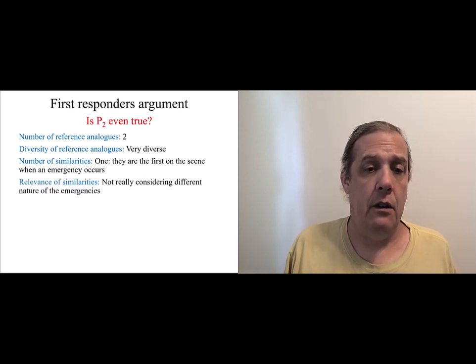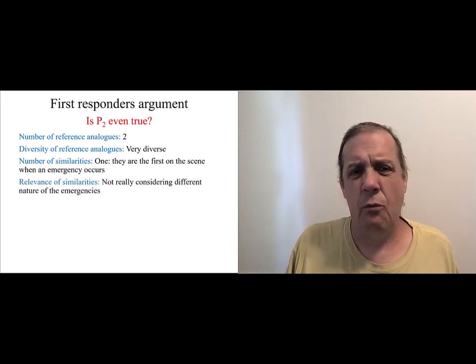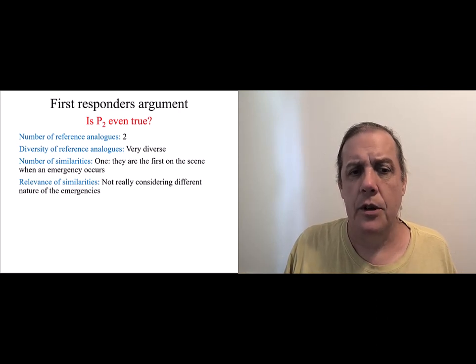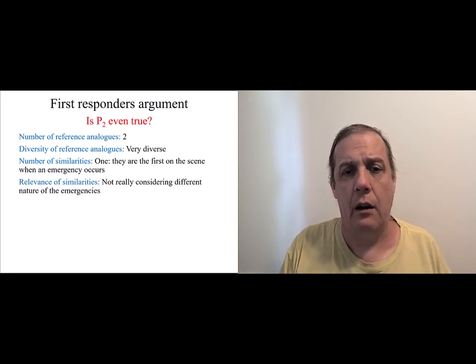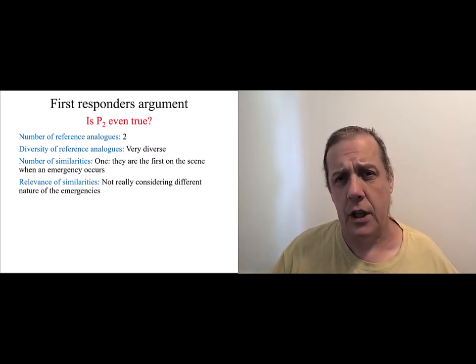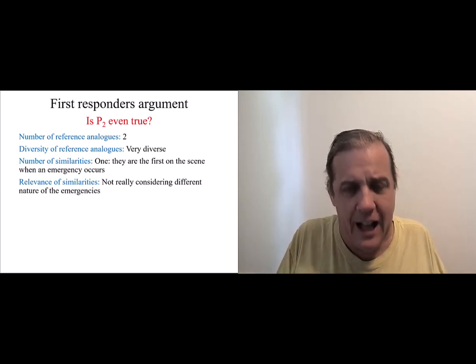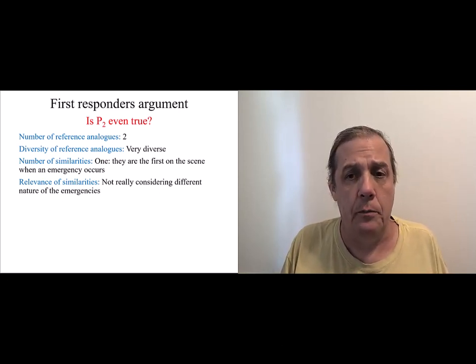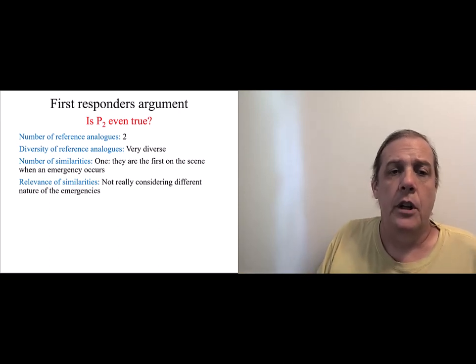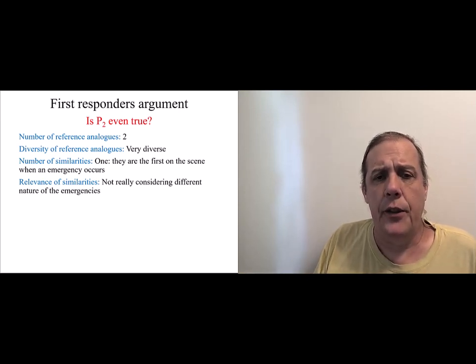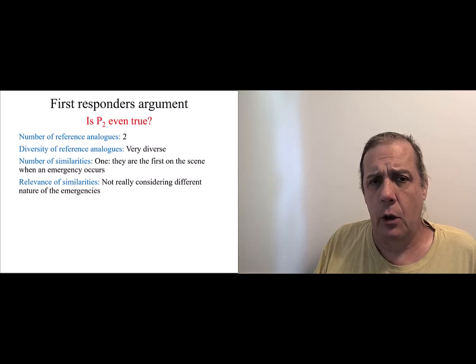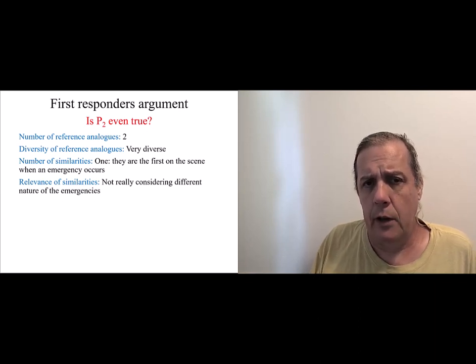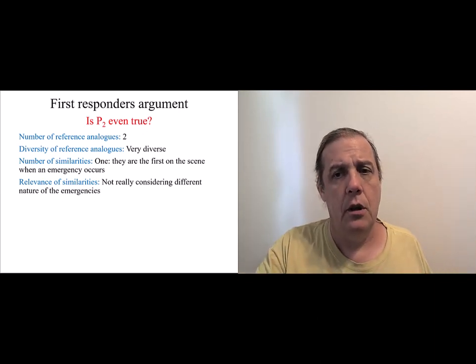The relevance of the similarities. Well, this one similarity is not particularly relevant. So although we score well in the diversity category, we lose out because we no longer have those core similarities that actually make the argument functional. So I don't think the premises, even if they were true, provide much support for the conclusion.